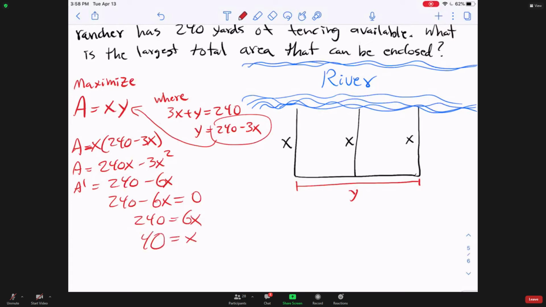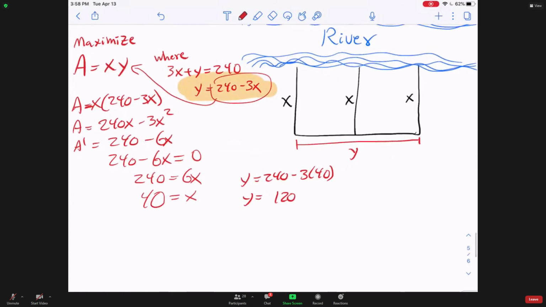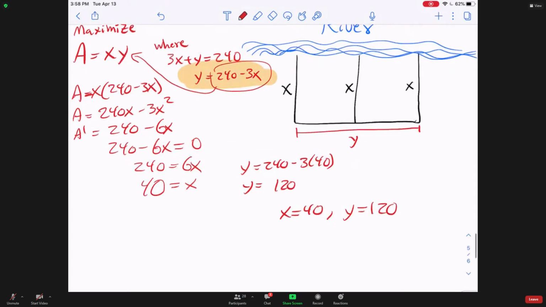Now, if x equals 40, what is y? Well, y is right here, which is the 240 minus 3x. So y equals 240 minus 3 times 40. So y would be 120. So if x equals 40, y equals 120. So the dimensions would be x equals 40, y equals 120. And I labeled what y is, so the person who's grading the paper knows.